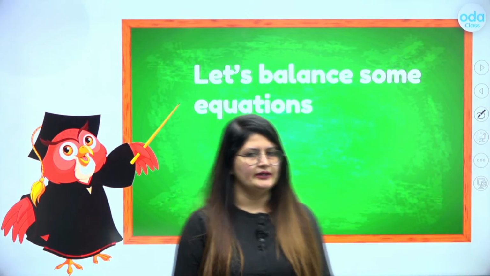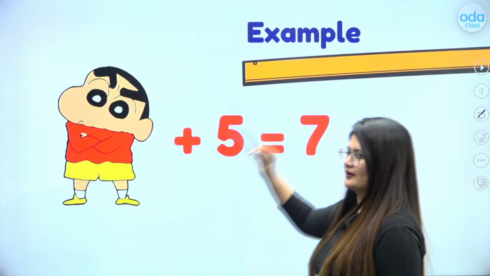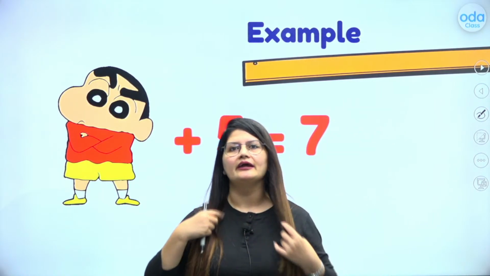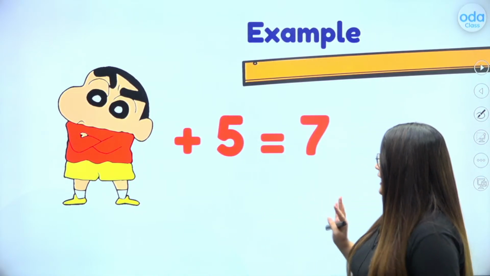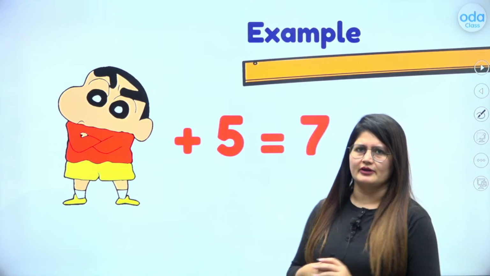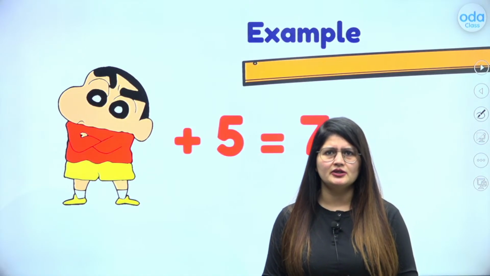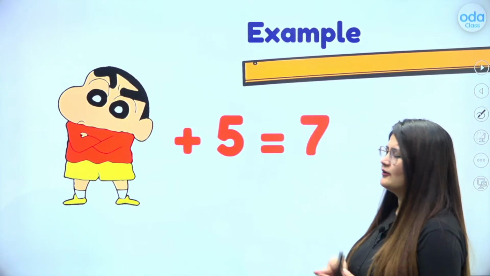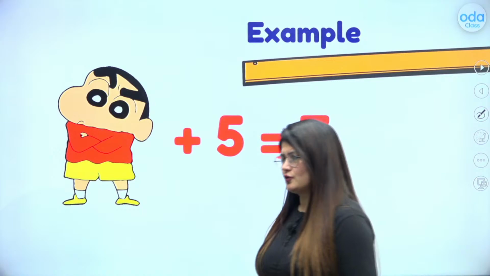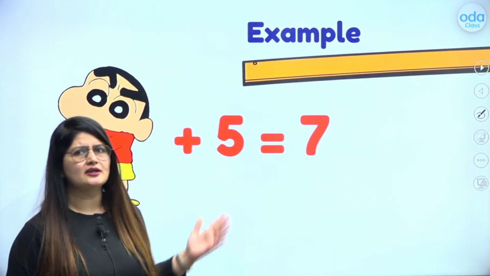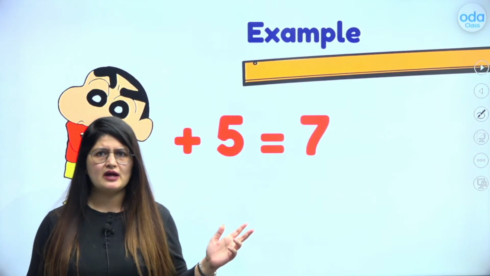Let me give you a scenario where we are going to meet this Shin-chan. I believe many of you must be loving Shin-chan. You are given that there is a Shin-chan and 5 is added to it, which is equal to 7. Can you think what is going to be the value of this Shin-chan here, if Shin-chan plus 5 is equal to 7? If I start thinking about the numbers, let me put 0 here. 0 plus 5 is equal to 7.